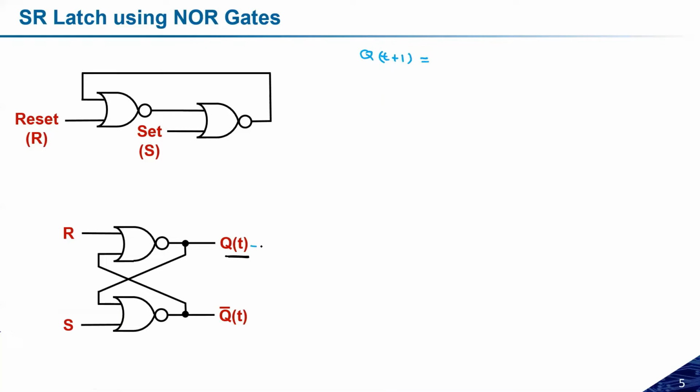This is the Q(t), and I want to calculate Q(t+1), the next time state. Q(t) is the output of this NOR gate, and the inputs of that NOR gate are R and Q(t) bar. So Q(t+1) is the NOR of R and Q bar(t), that is, (R + Q bar(t)) whole bar gives you Q(t+1).